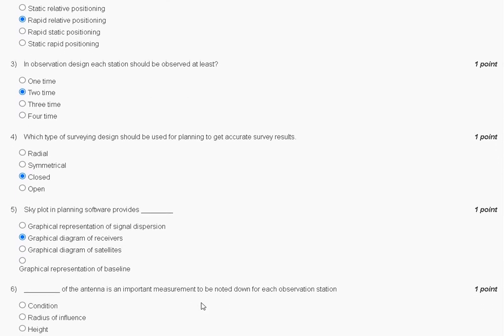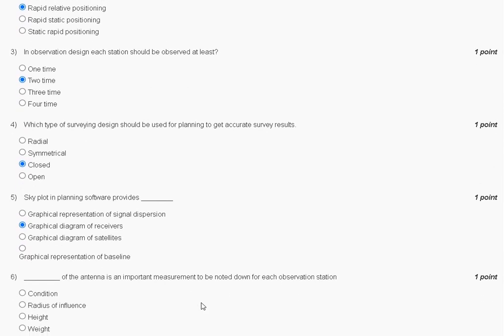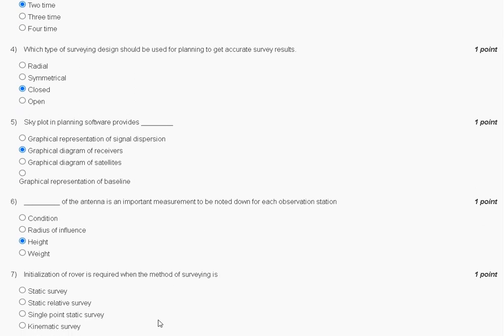The sixth question is, dash of the antenna is an important measurement to be noted down for each observation station. The correct answer is option C, height. The seventh question is, initialization of rover is required when the method of surveying is. The correct answer is option D, kinematic survey.